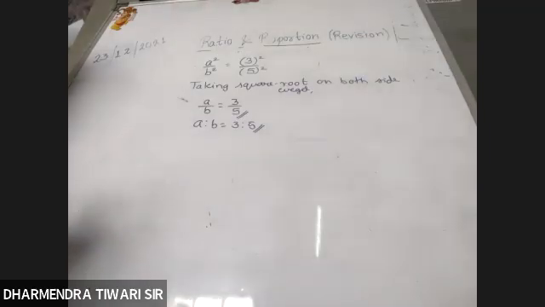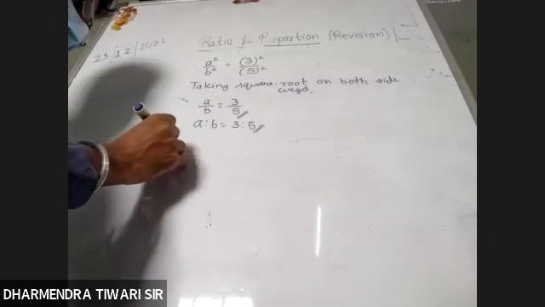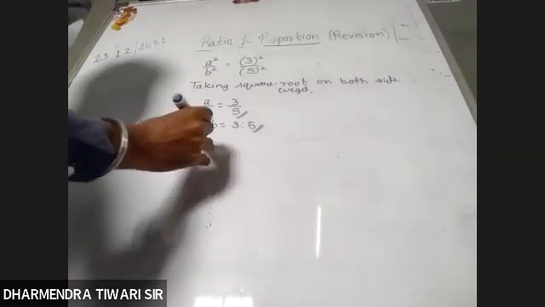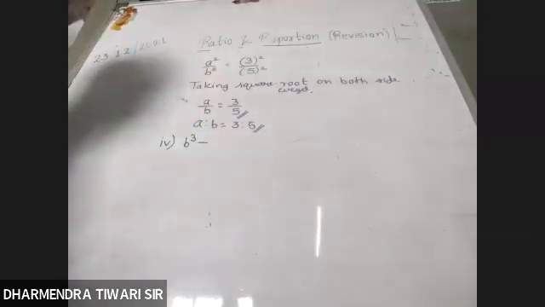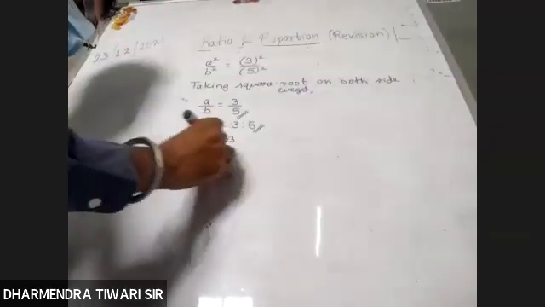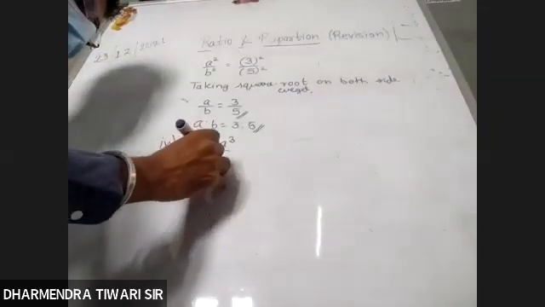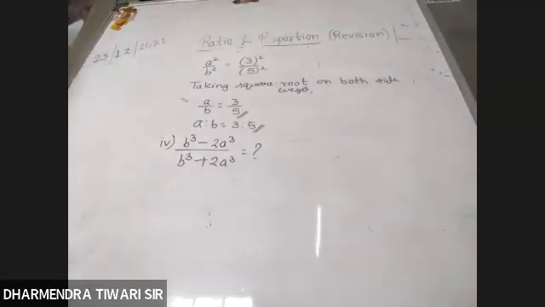So let's find b cube. This is the fourth part. b cube minus 2a cube upon b cube plus 2a cube. This we need to find, means we need to find b cube plus 2a cube upon b cube minus 2a cube. After that, I will apply invertendo. You'll get the answer.